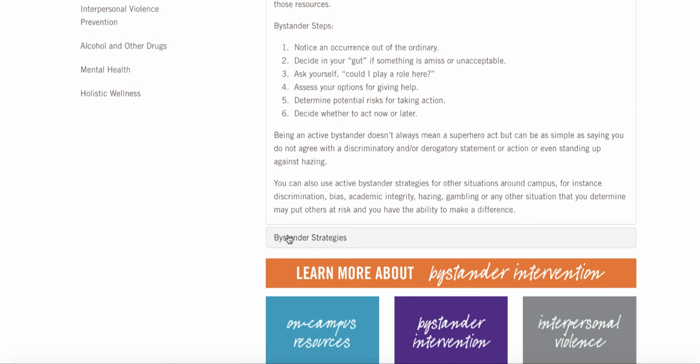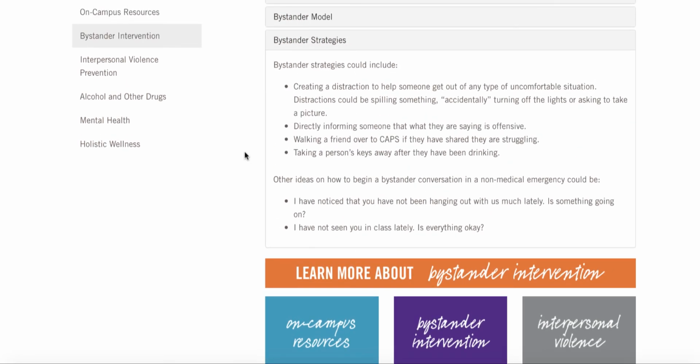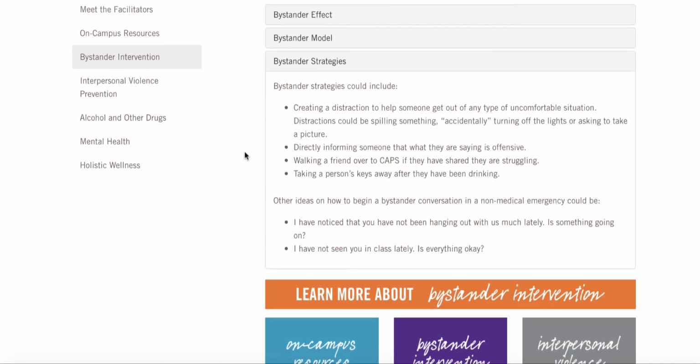And so we have a lot of bystander strategies also. A lot of these are pretty self-explanatory or things you would think of doing anyway, but I just want to highlight them in case you don't know. So creating a distraction to help someone get out of an uncomfortable situation. Maybe if you're at a party and you see your friend talking to someone they definitely don't want to be talking to, you can go and say, hey, do you want to go to the bathroom? Hey, do you want to take a picture? Anything like that.